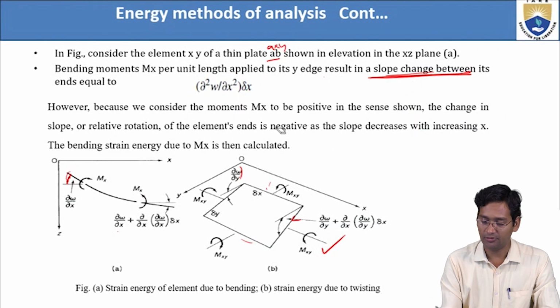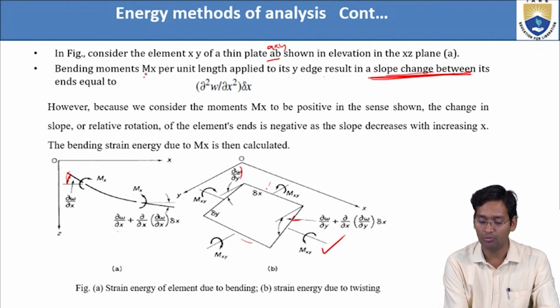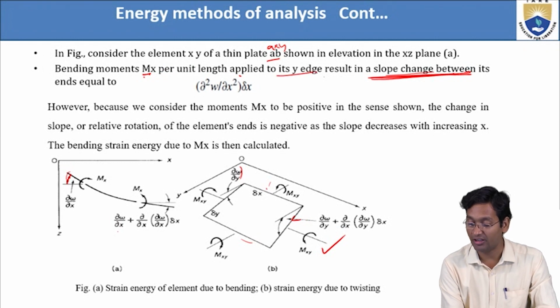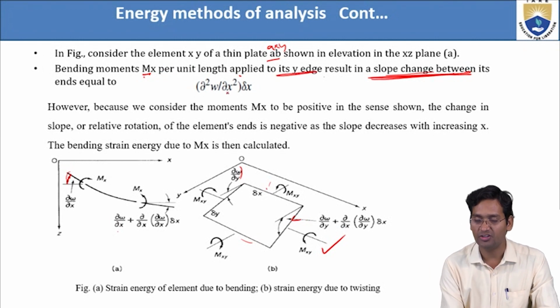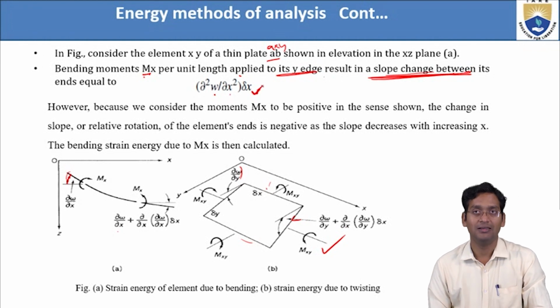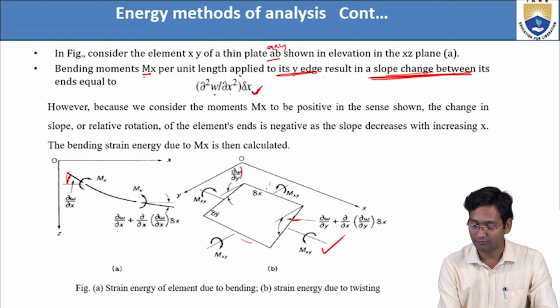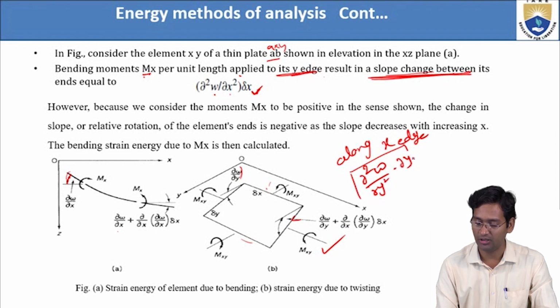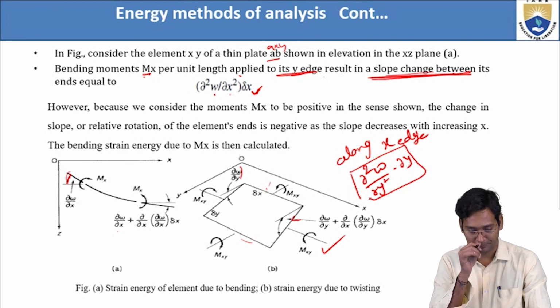So here by the energy method, what do we have? A slope change under the bending moment Mx per unit length applied along the y axis. When we apply it along the y axis, then with respect to x, it will be ∂²w/∂x² into ∂x. That is the slope. Similarly for y, along the x axis, this will be ∂²w/∂y² into ∂y. So this will be the slope along the axis.